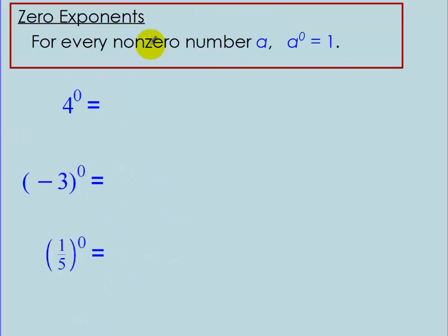So zero exponents. Every time you have something to the zero power, it equals 1. So 4 to the 0 power equals 1. Negative 3 to the 0 equals 1. And 1/5 to the 0 also equals 1. That's it. If you had 0 to the 0, this is actually undefined. So that's one of those special cases.